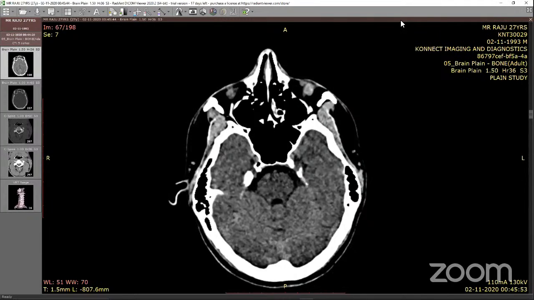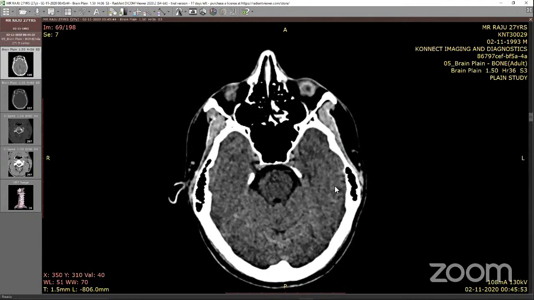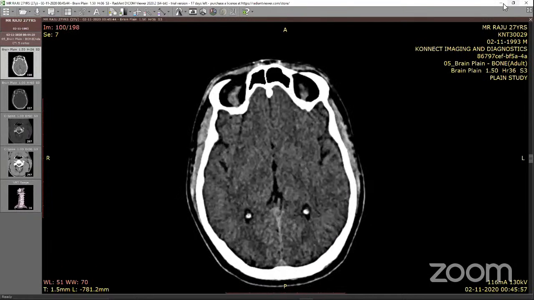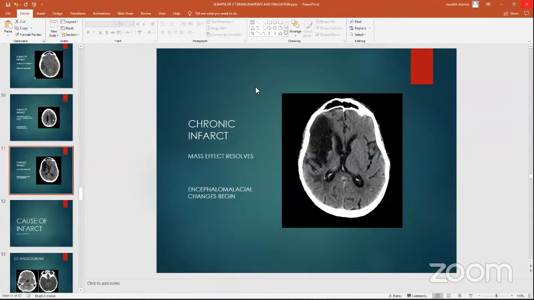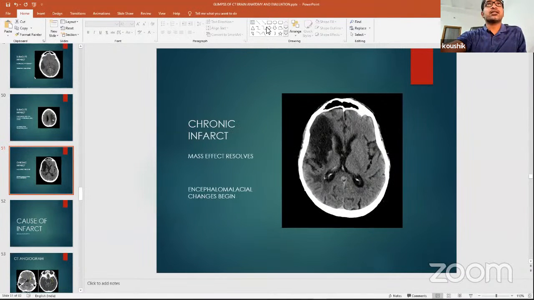Once again, can you please show us the difference between hemorrhagic transformation versus hemorrhage? Okay. The screen is seen, right? Okay. Yes, we can see.